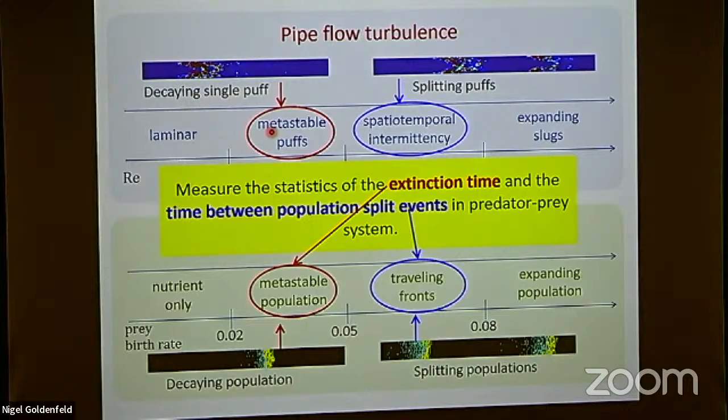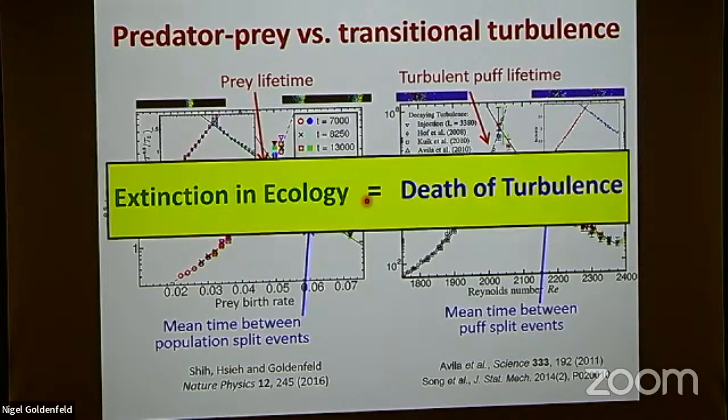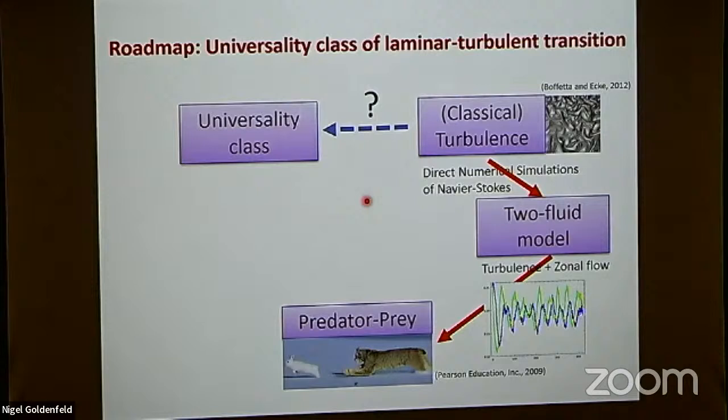If we measure the statistics of the extinction time and the time between population splitting events, this is what you get. This stochastic predator-prey model is the Landau theory for the laminar turbulence transition. And you see it recapitulates the super exponential behavior that I told you about last time. So the extinction in this ecosystem, if you will, is the death of turbulence as you go down in Reynolds number. Okay, so I'm going to leave this to next time.